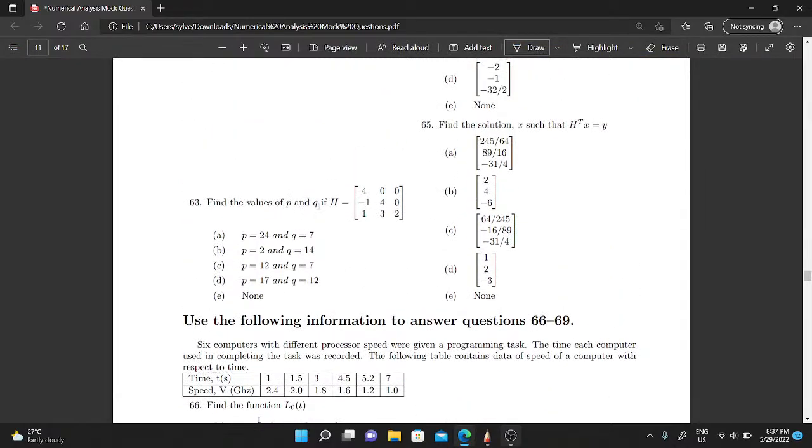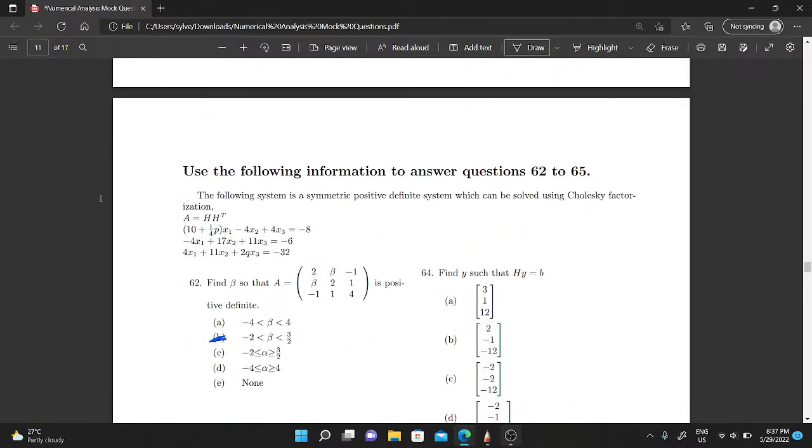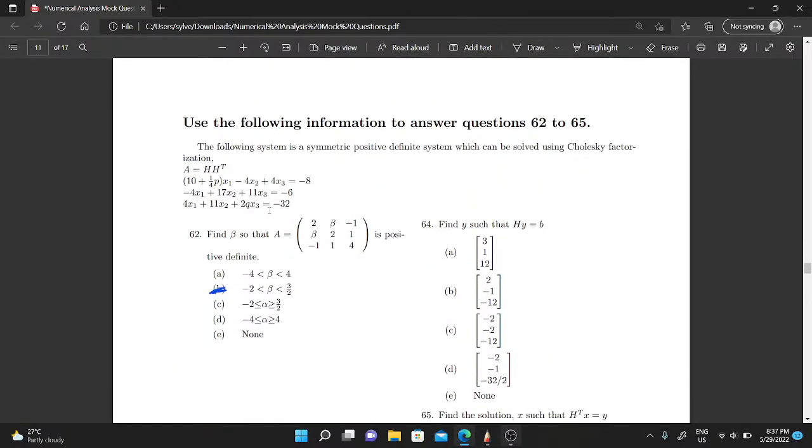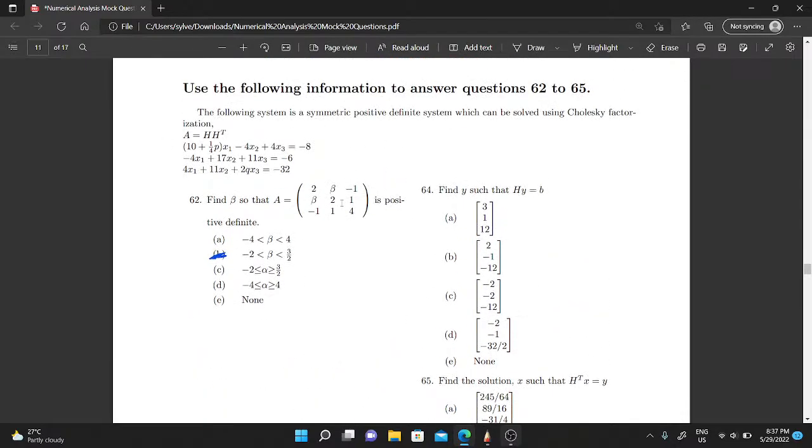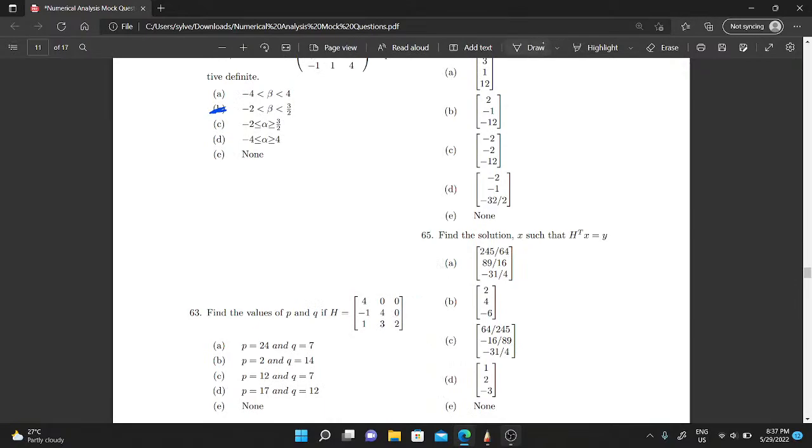Find the values of P and Q if H equals this. So they're giving you H, and you can do H transpose. So all you have to do is to find the product of H and H transpose. So if H is this, H transpose will be 4, negative 1, 1, 0, 4, 3, 0, 0, 2. So this will be H. So this will be H transpose. This is 1. This is negative 1. So this will be H transpose.